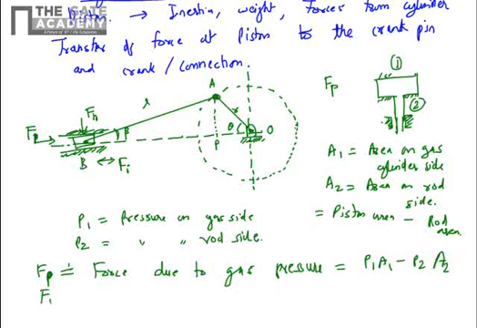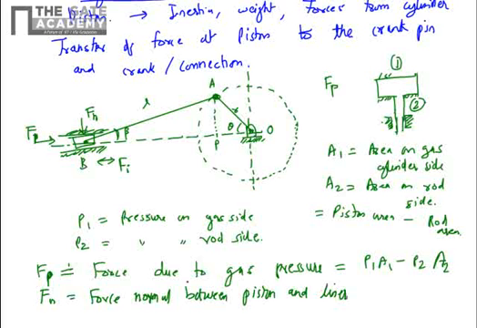What is the normal force between piston and liner? That will be given. That we cannot determine in this analysis. It will be depending on the pressure of the piston rings, and it will normally be a given quantity.